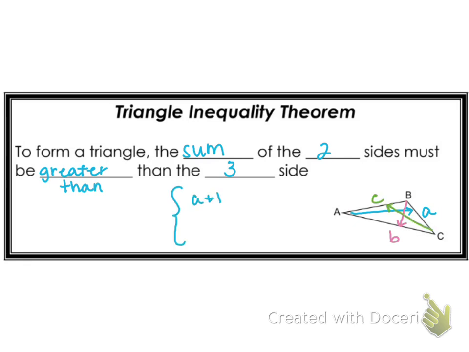So this theorem means that a plus b needs to be greater than c, b plus c needs to be greater than a, and a plus c needs to be greater than b. All three of these must be true. If these are all true, then the side lengths will form a triangle. And it's very important to remember that we're talking about side lengths, not angle measures.